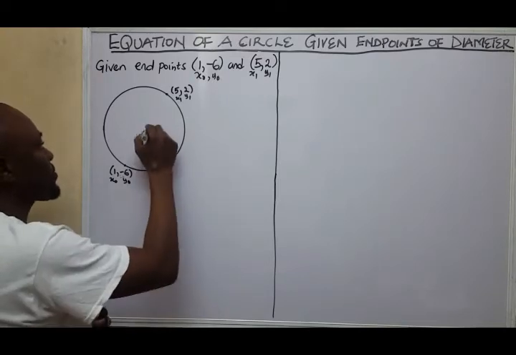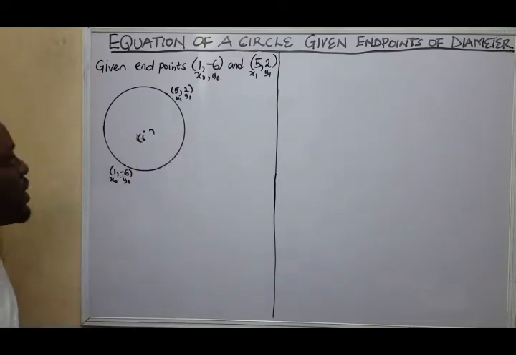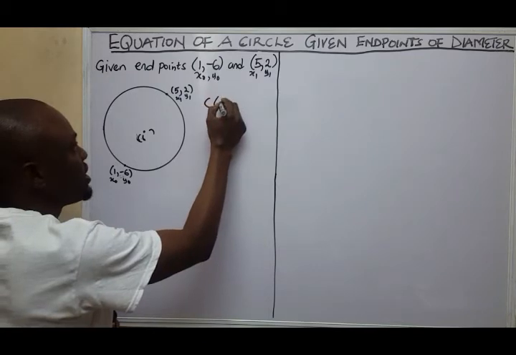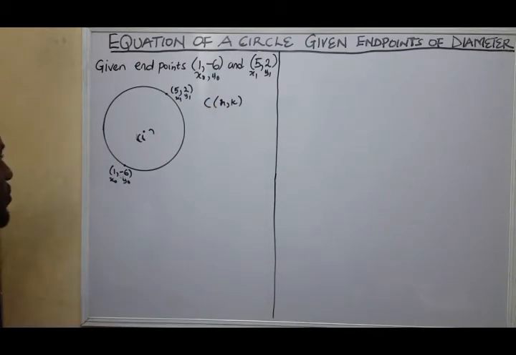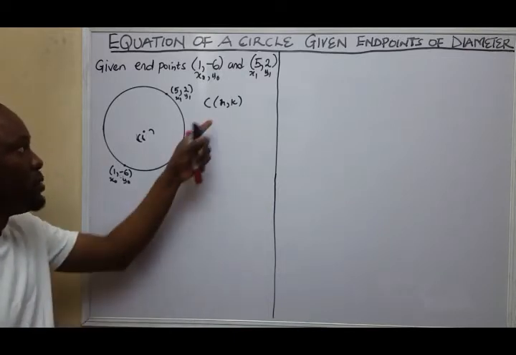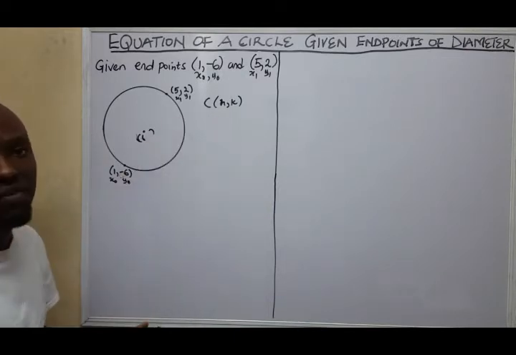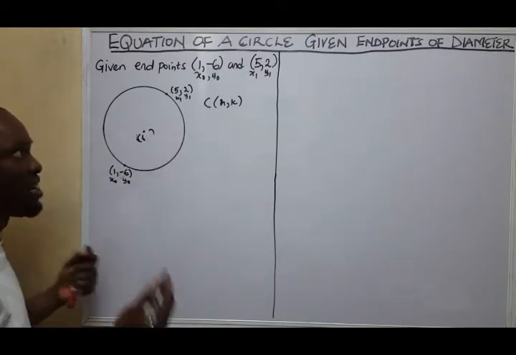All right, so the midpoint is C, with coordinates h, k. Now, the first thing I want to do is to get the midpoint. The midpoint simply means the average of the x-coordinate and the average of the y-coordinate.